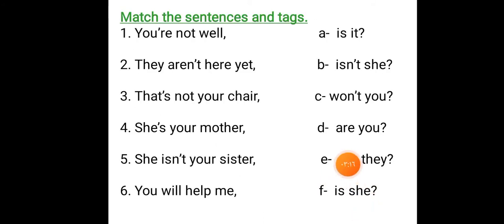Now, my dear students, let's go to activity 2. والآن سوف ننتقل إلى نشاط رقم 2 في الكتاب المدرسي. Match the sentences and the tags. سوف نوصل الجمل مع الأسئلة المذيلة.